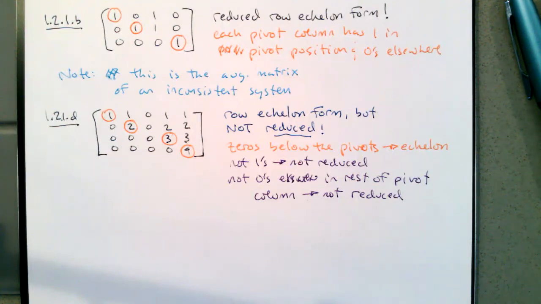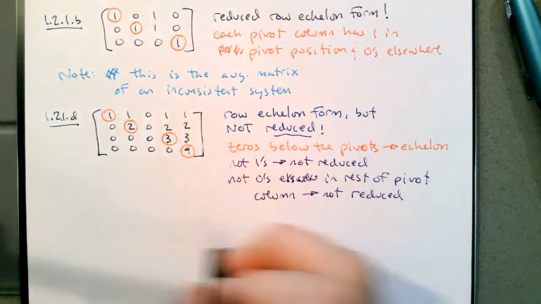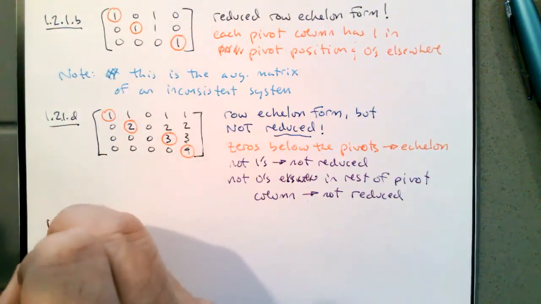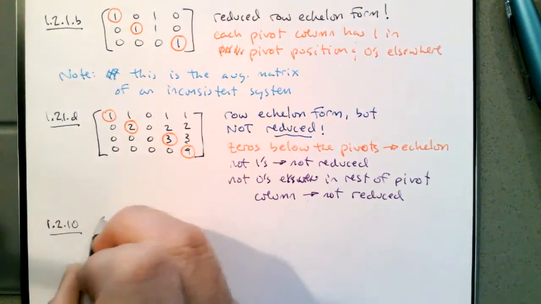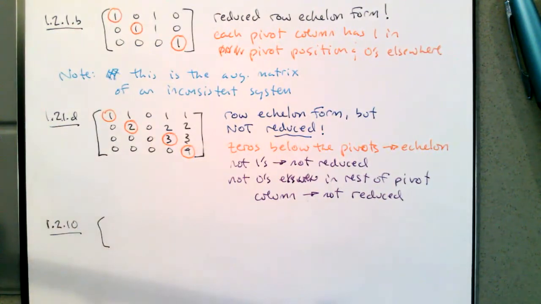Question 10 is about writing a general solution based on an augmented matrix. So that's a different kind of problem. Let's do that one.